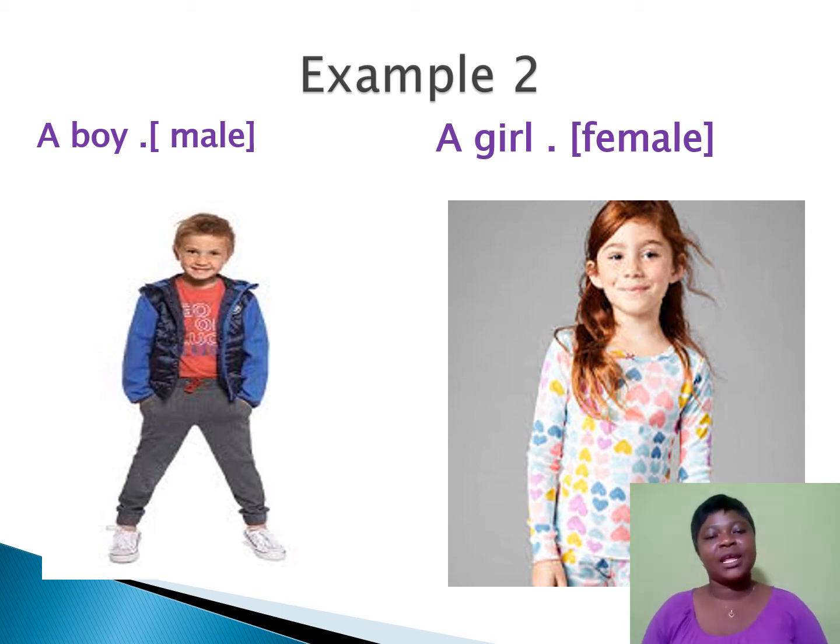So this is our next example. A boy and then a girl. A boy representing the male and a girl representing the female. So names are given to animals to be able to identify them. We have a goat, a cat. They are all animals, but they gave them different names for us to be able to know the differences. Good. So let's move on to our next slide.